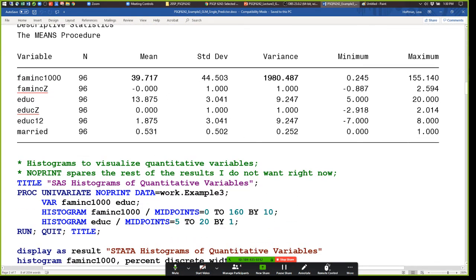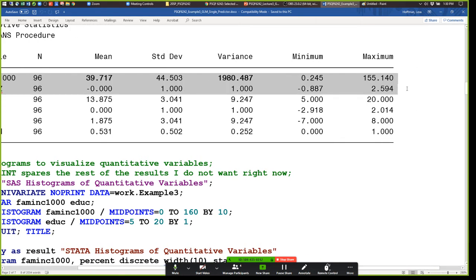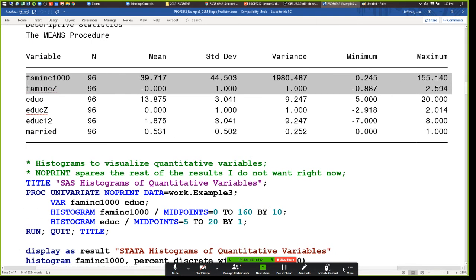So here's what we have. 2 versions of family income that we're playing with today. So family income in thousands, the 39.7, that's the 40 that we were talking about earlier as our average income for the sample. 1980, that's the variance in income from the sample. So that's just the mean, variance, central tendency, dispersion of that quantitative variable. The one underneath it, a mean of 0 and a variance of 1. That's the z-scored version. So we're going to use that to get standardized effects.